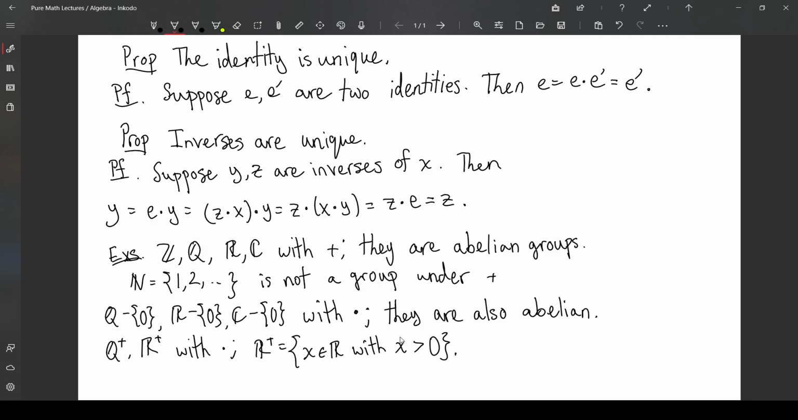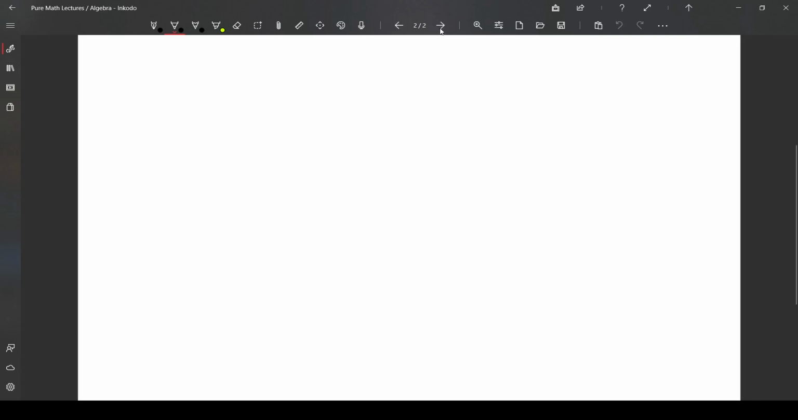Okay. And the same thing with these: they are just the positive rationals and positive real numbers. Okay, so these are all very familiar examples that you've seen.